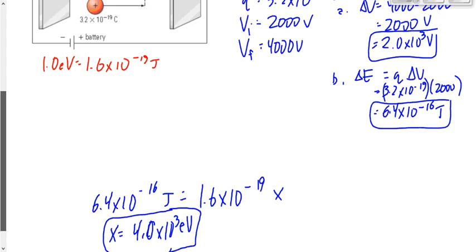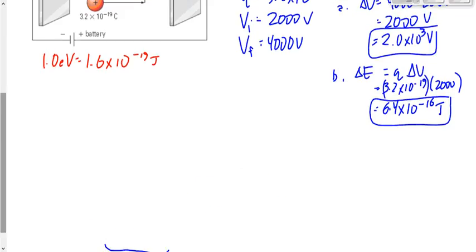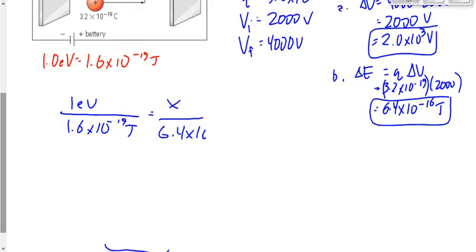The easiest way, in my mind, to solve that is to set it up as a ratio. I know that 1 electron volt is 1.6 times 10 to the minus 19 joules. If that's the case, then X electron volts will be equal to 6.4 times 10 to the minus 16 joules. That make sense? If 1 is to 1.6, then X is to 6.4. Solve for X. And when we do that, I think we end up getting, is it 4,000?